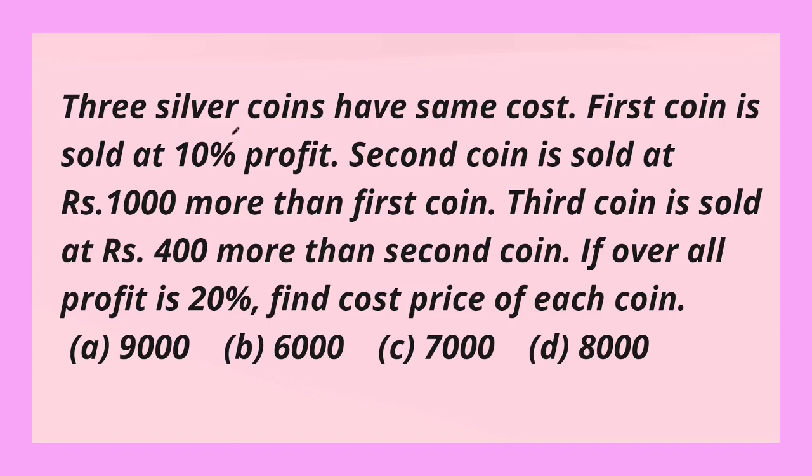Our question is, three silver coins have the same cost. The first coin is sold at 10% profit. The second coin is sold at rupees 1,000 more than the first coin. The third coin is sold at rupees 400 more than the second coin. If overall profit is 20%, find the cost price of each coin. The given options are option A 9,000, option B 6,000, option C 7,000, option D 8,000.